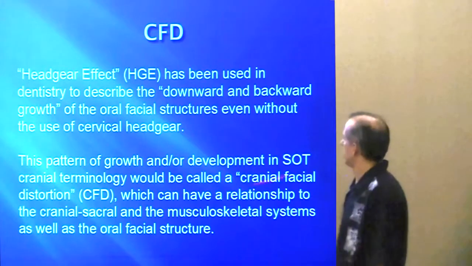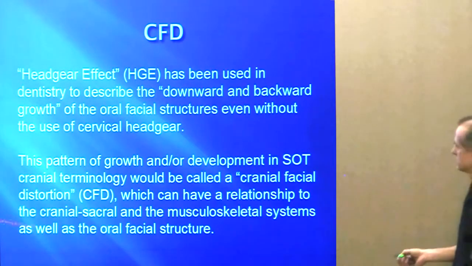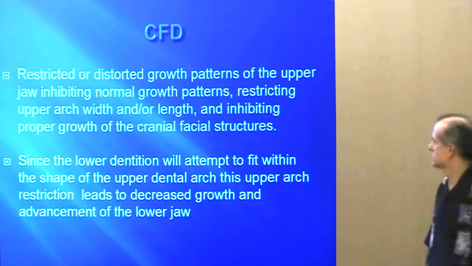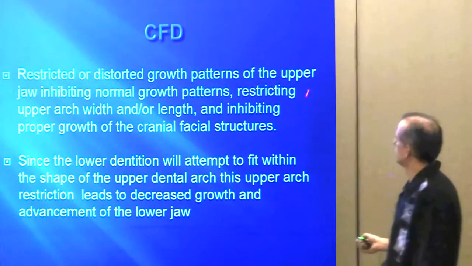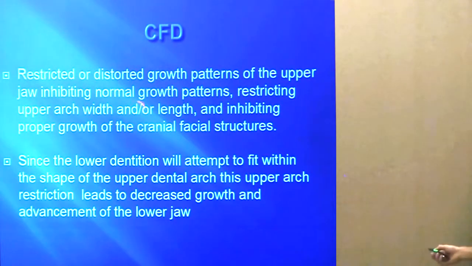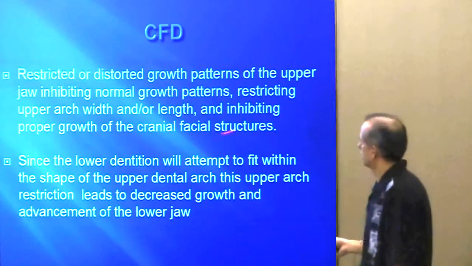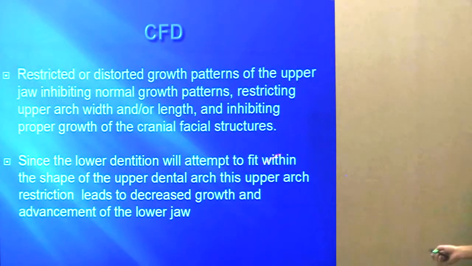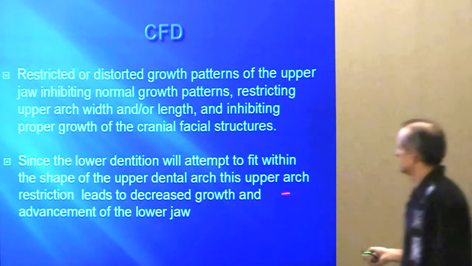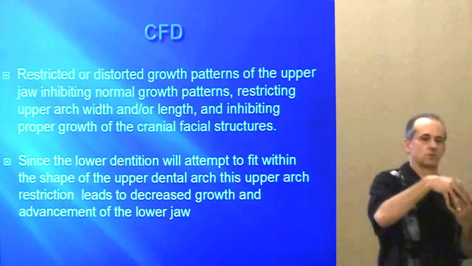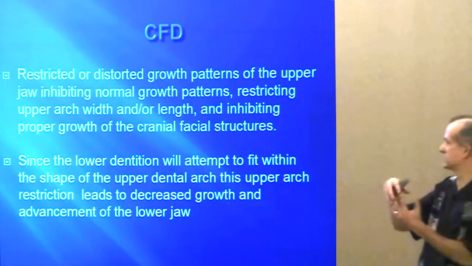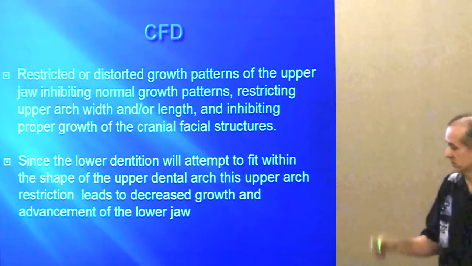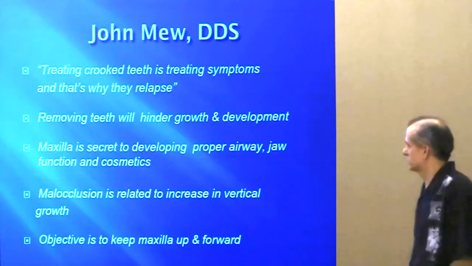So you understand that patterns of growth in SOT cranial trauma would be called craniofacial distortion, which includes the entire system, not just the face. So restricted or distorted growth patterns of the upper jaw, inhibiting normal growth patterns, restricting upper archway width and or length, inhibiting proper growth of the craniofacial structures. The lower dentition will attempt to fit the shape of the upper dental arch. In other words, in dentistry, whatever the upper jaw does, the lower jaw has to respond or follow. So if it stays in the class 2 normal, it's trapped by the upper jaw. The only time it doesn't work is if you get a class 3, and then you have the jaw sticking out.